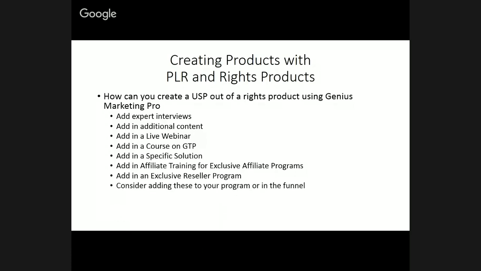Another way to do that, and now the thing with any of these things that we've placed here: expert interviews, additional content, live webinar, course on GTP, specific solution, affiliate training. All of these are things that you can actually add to your funnel if you want to. So you don't have to put all these things or any of these things in the products. You can give people access to them by having them pay an upsell price and then putting these things in the funnel, right? You can do that inside of Genius Marketing Pro. And of course, what you're going to be doing is promoting other offers when you have your people opt in.